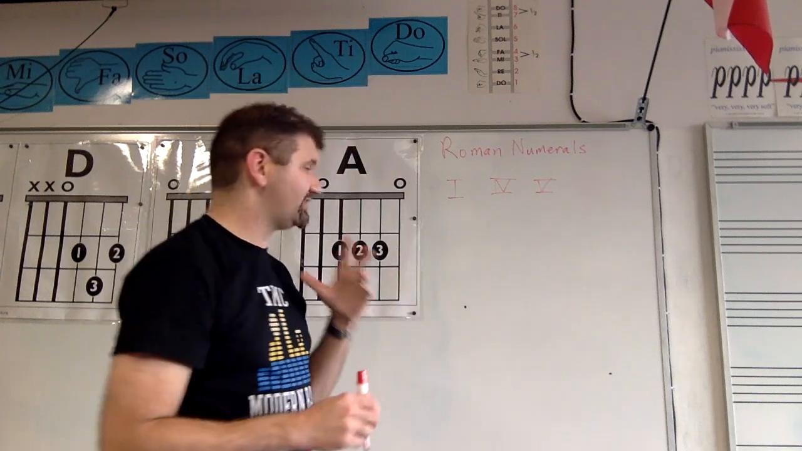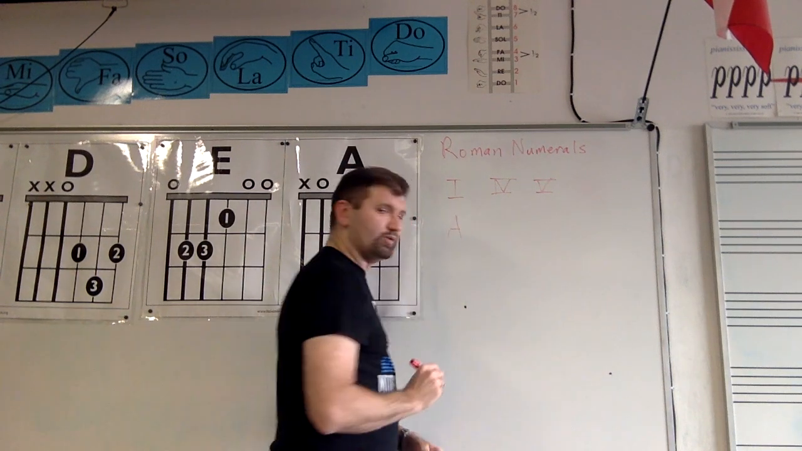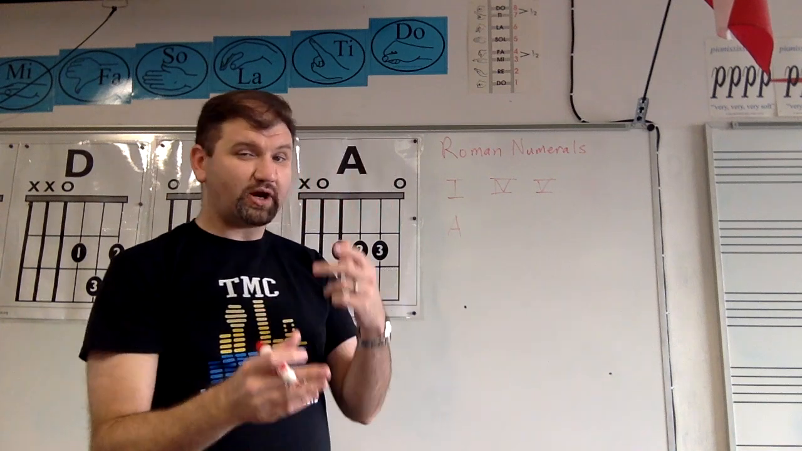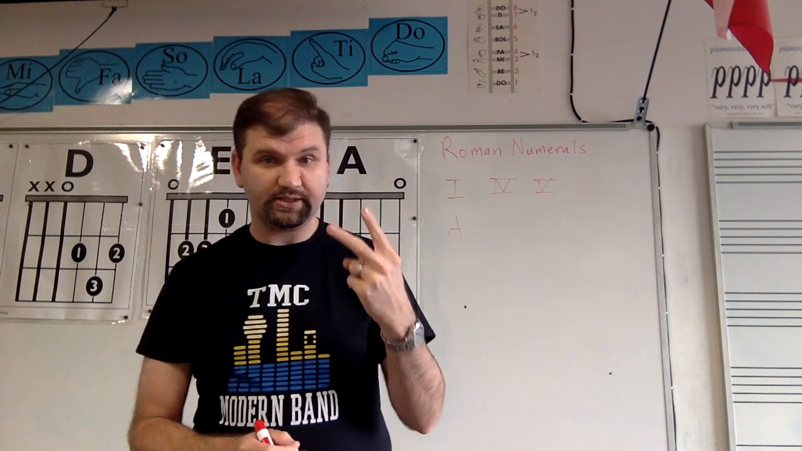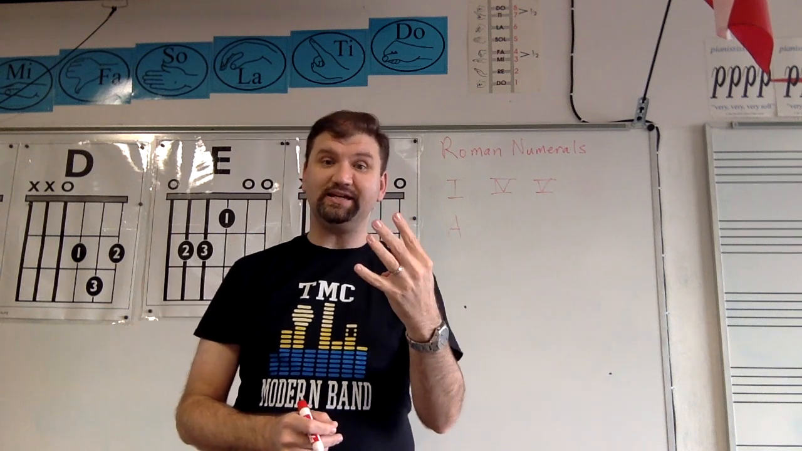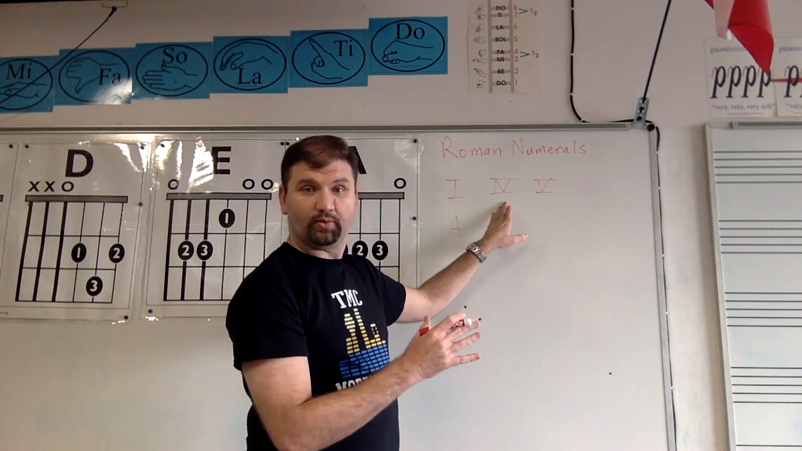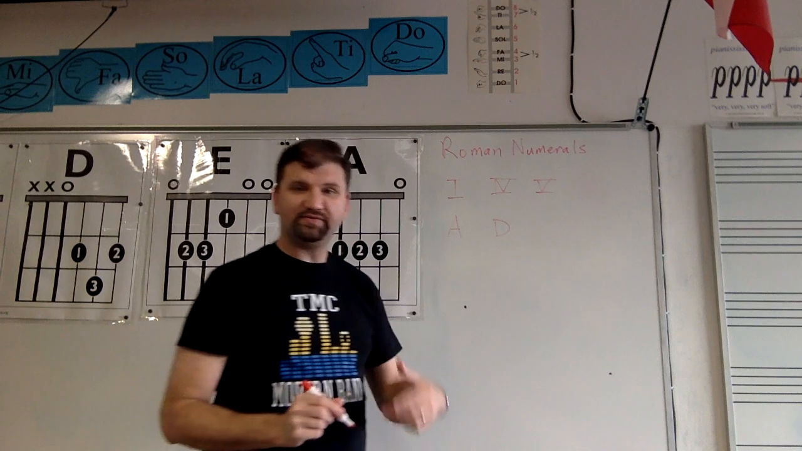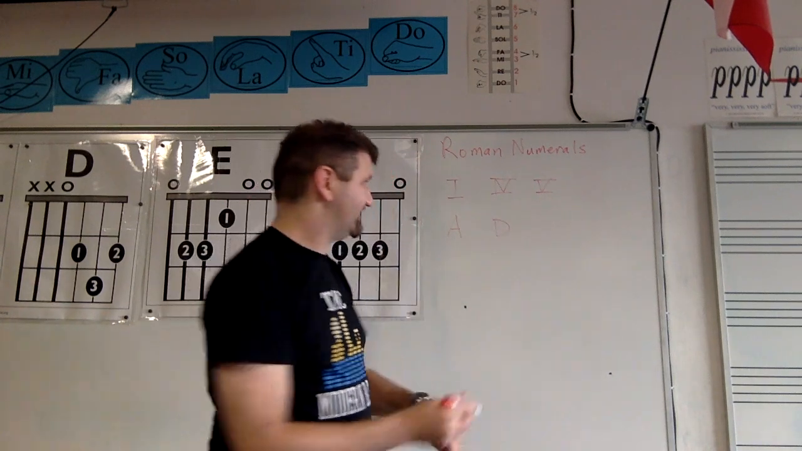So if we're thinking about the key of A, and A is the 1 chord, then go through the alphabet and figure out what would the 4 chord be. Well, A, B, C, D. So the 4 chord is D. And this is a capital 4, so that means it's D major. And if D is the 4, then what would the 5 be? The 5 would be E.